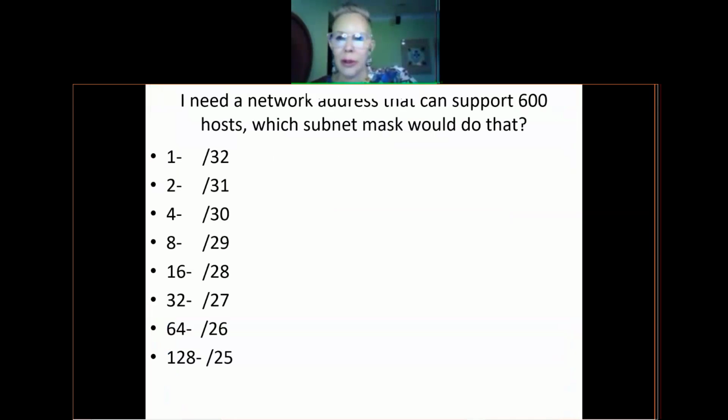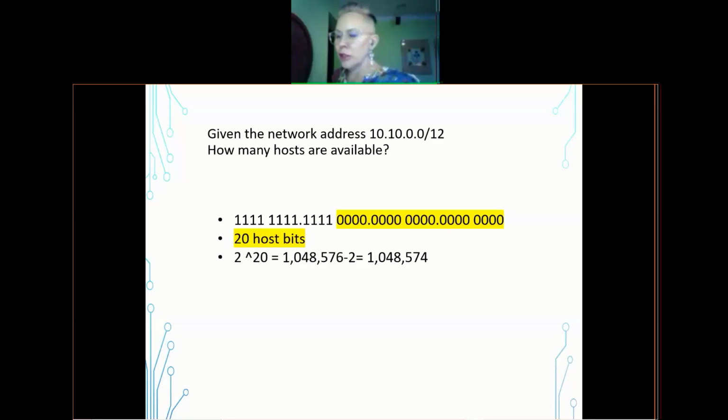All right, so everybody, I want you to send this answer just to Leslie, okay? Make it private just to Leslie. I need a network address that can support 600 hosts. Which subnet mask will do that? So you're going to have to look at your table.